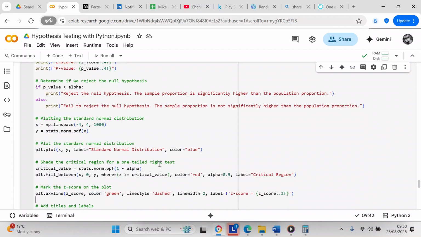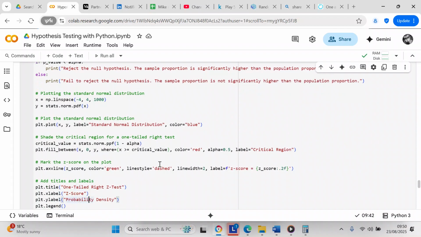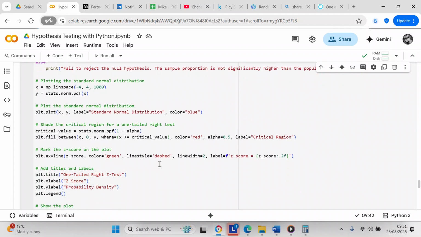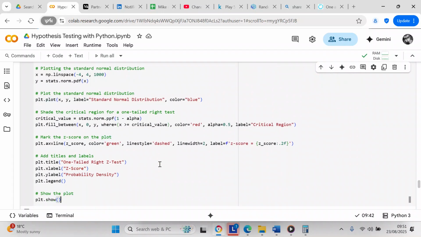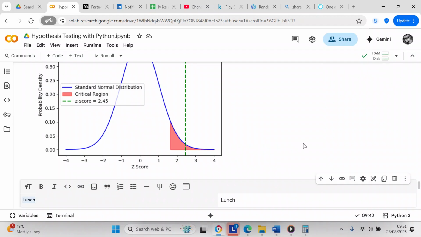So we're going to mark the z-score on the plot: plt.axvline(z-score, color='green', linestyle='dashed', linewidth=2, label='z-score'). Now we're going to add titles and labels to the graph. The title is One-Tailed Right Z-Test. The X label is z-score, and the Y label is probability density. So we're going to show it.